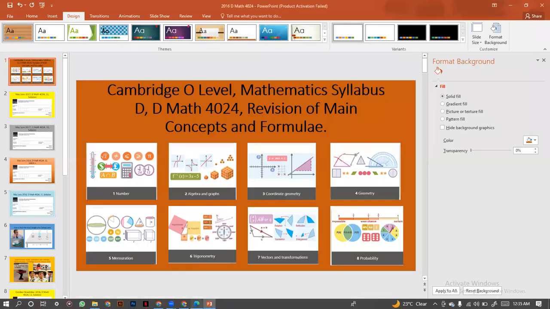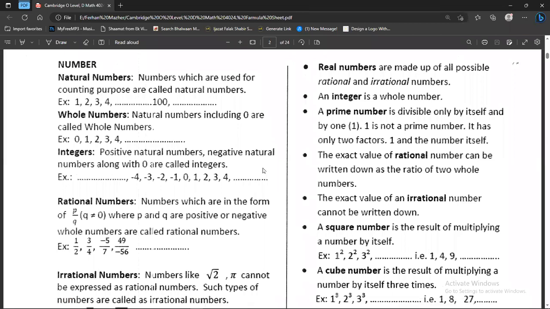So here we have that worksheet. This is the first topic, which is about numbers. The first topic of our course, D Maths 4024, is numbers. So natural numbers start from 1, and they are always positive. So the natural numbers are 1, 2, 3, 4, and they go on. 0 is not included in this, and the negative numbers are not included in this.